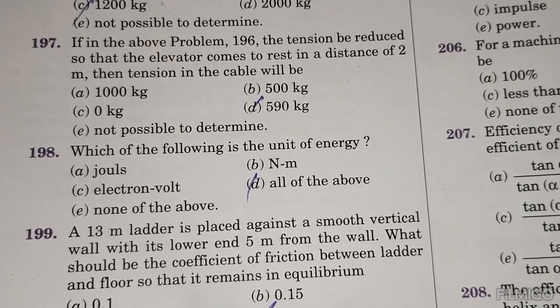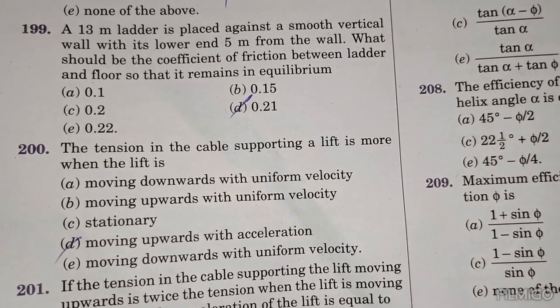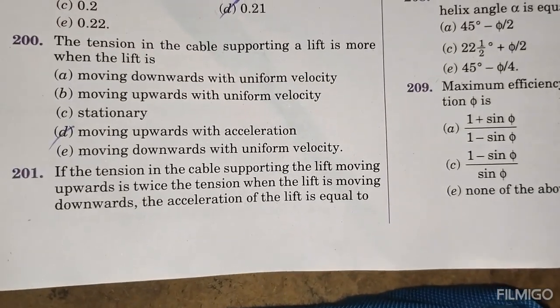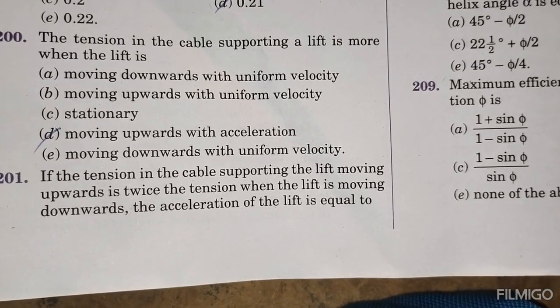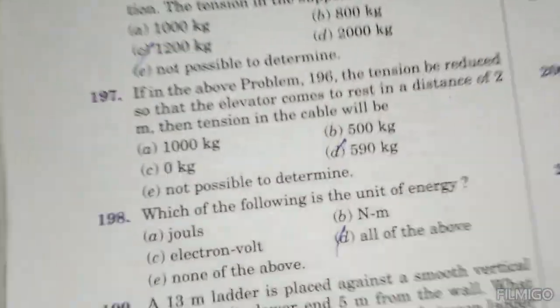Which of the following is the unit of energy? All of the above. The tension in the cable supporting a lift moving upward with acceleration. The tension in the cable supporting the lift moving upwards is twice the tension when moving downwards. The acceleration of the lift is equal to nothing.